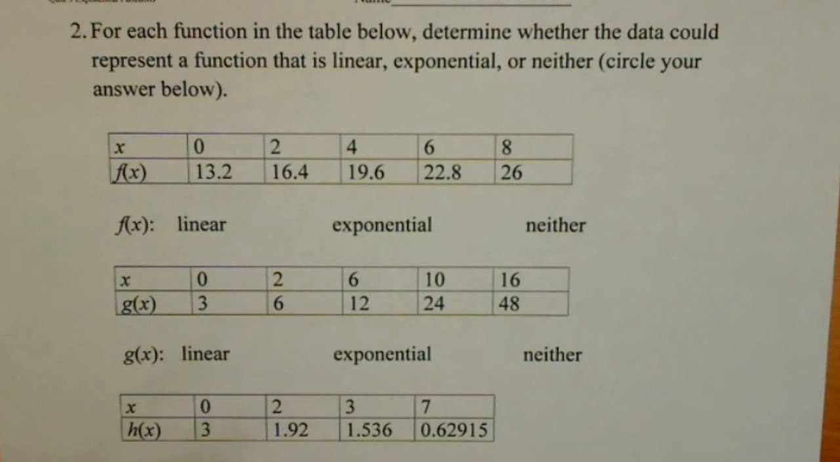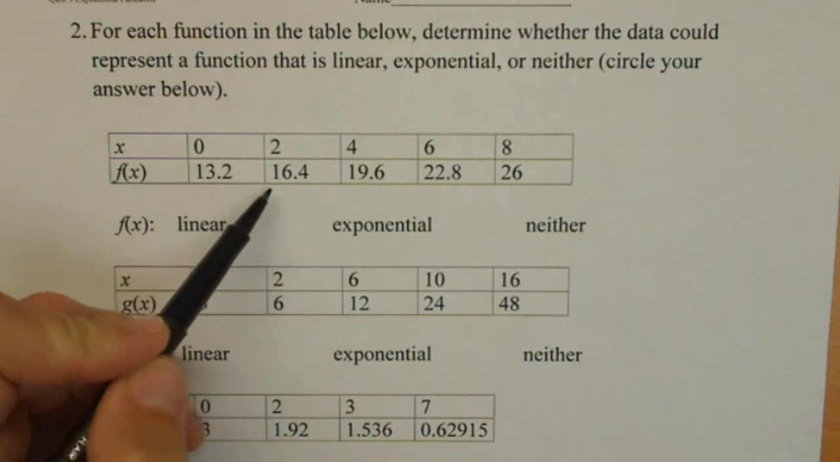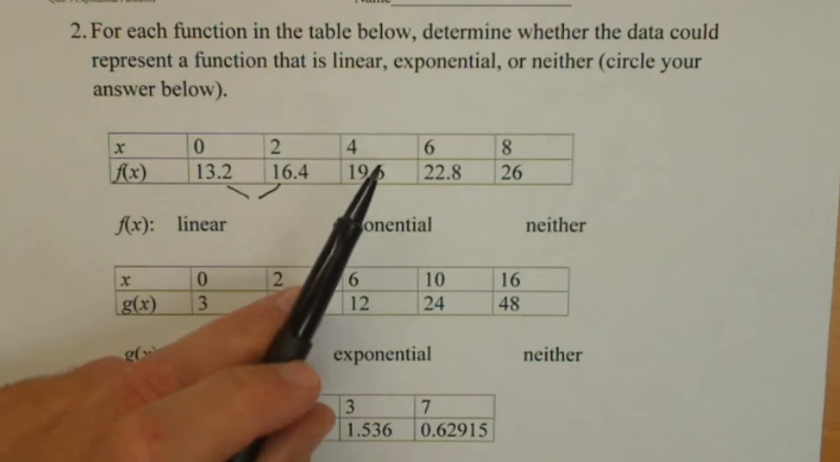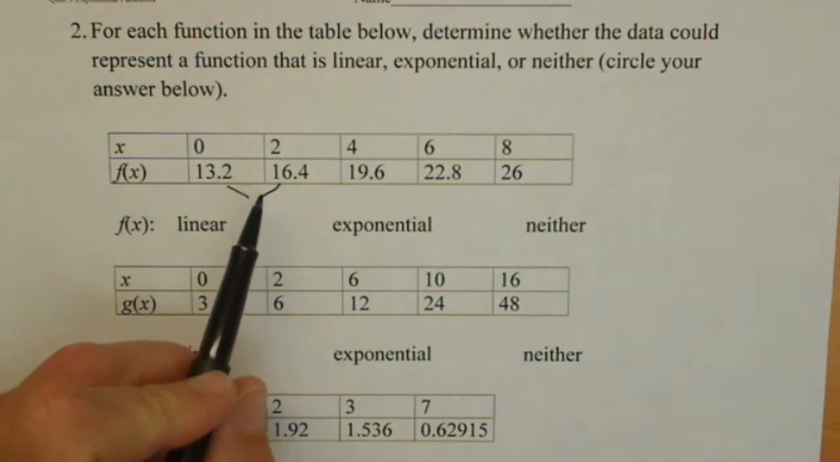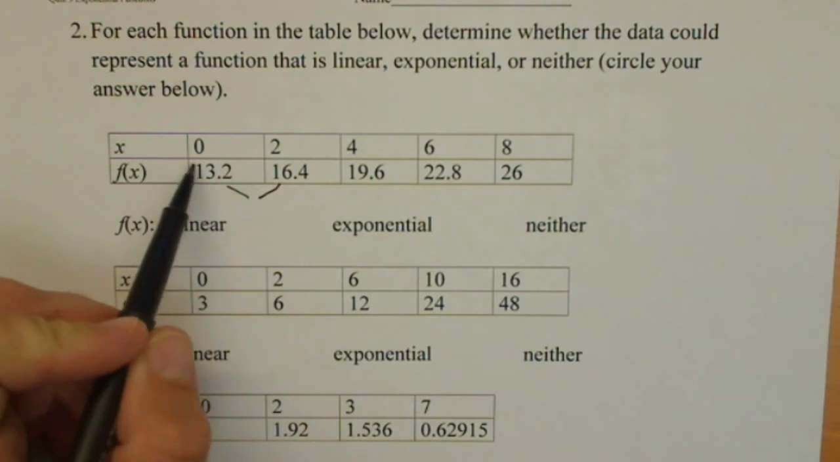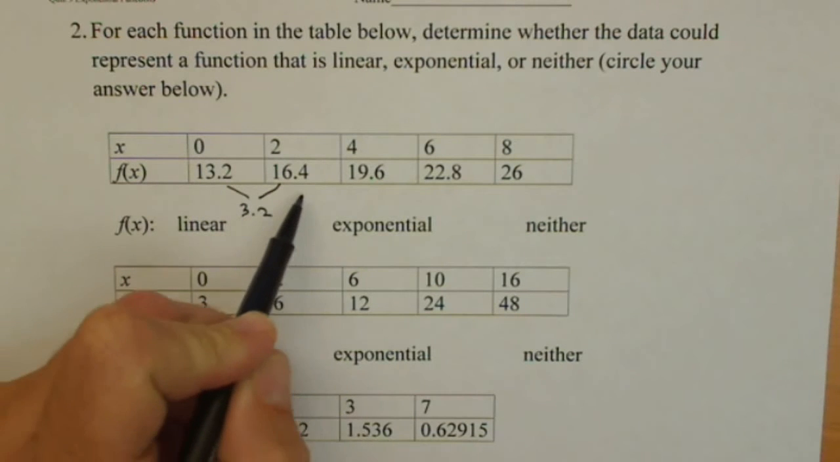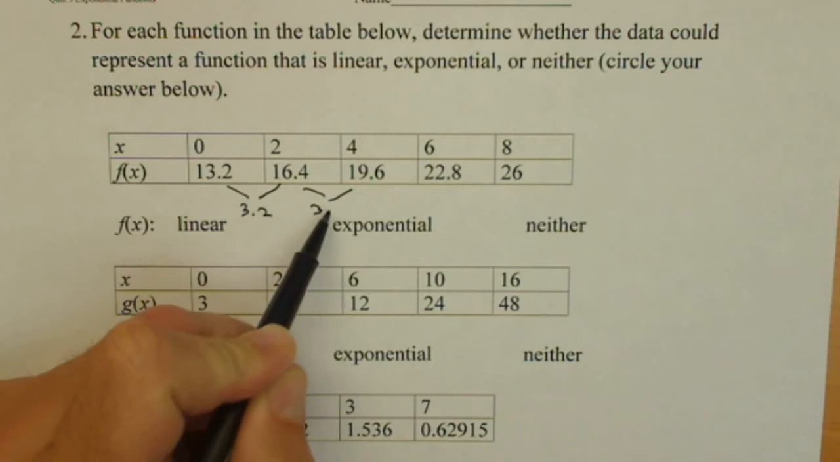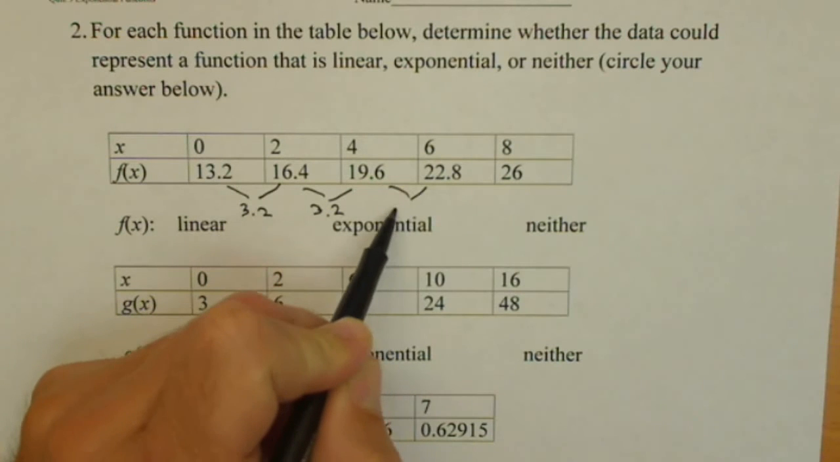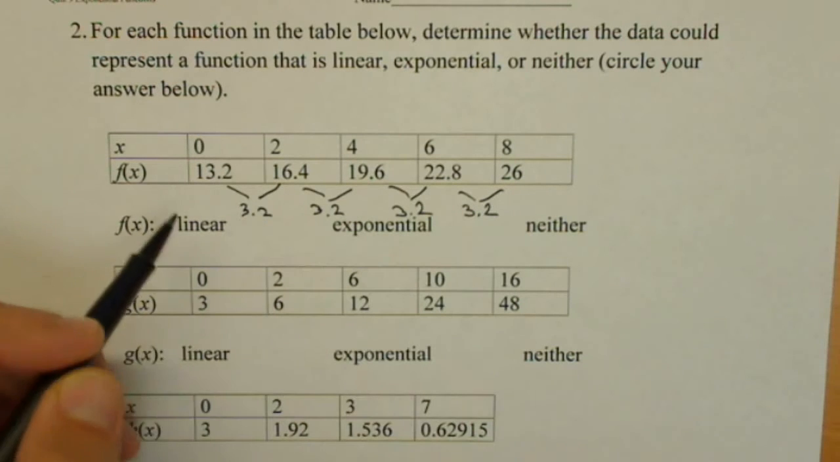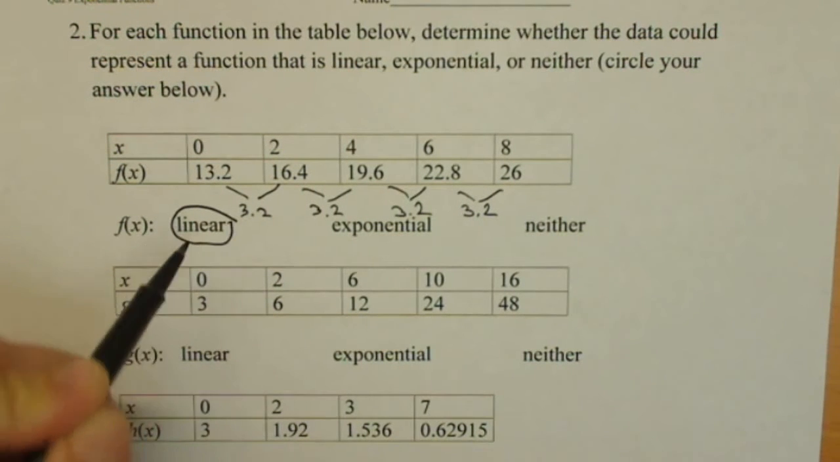equally spaced. So that means if we want to check for linear, we just need to check the differences, and this is only because the inputs are equally spaced. Because if we were doing slope, we'd be dividing by the same number every time. So this one, the difference is 3.2. This one, the difference is 3.2, 3.2, and a difference of 3.2. So this first one is clearly linear.